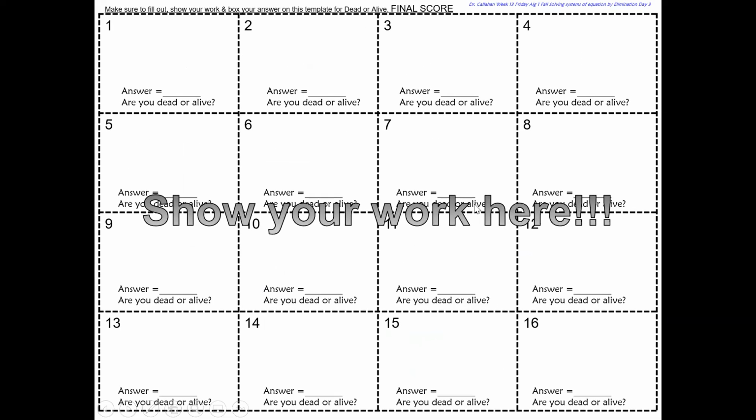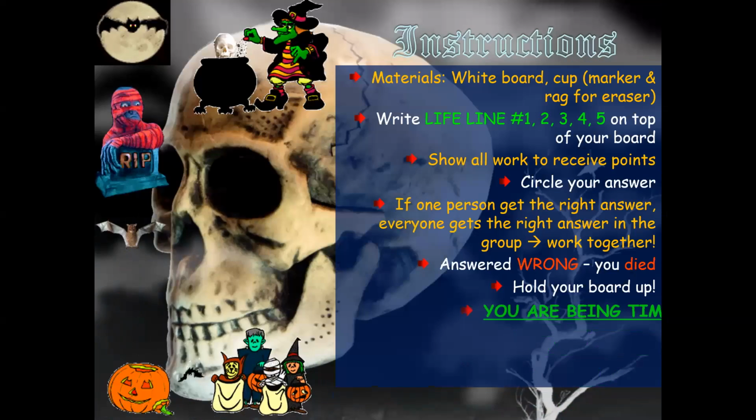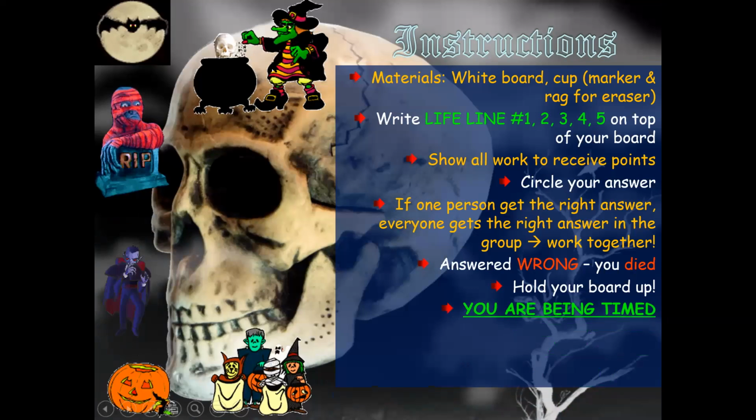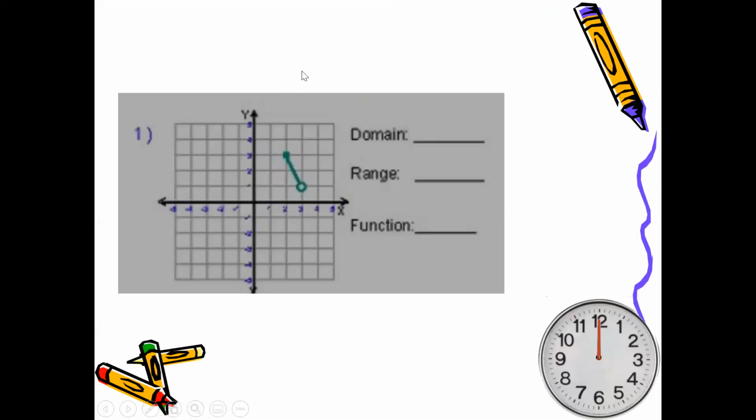Okay, so you're going to give me your answer right here at the end to tell me whether you're dead or alive, and you're going to be counting down your lifelines. So this is how it works. You're going to have 5 lifelines, and hopefully by the end of this, you are still alive. So let's take a look at this. First question: you need to tell me what is the domain, what is the range, and if it is a function. So pause the video and answer those 3 questions under box number 1.